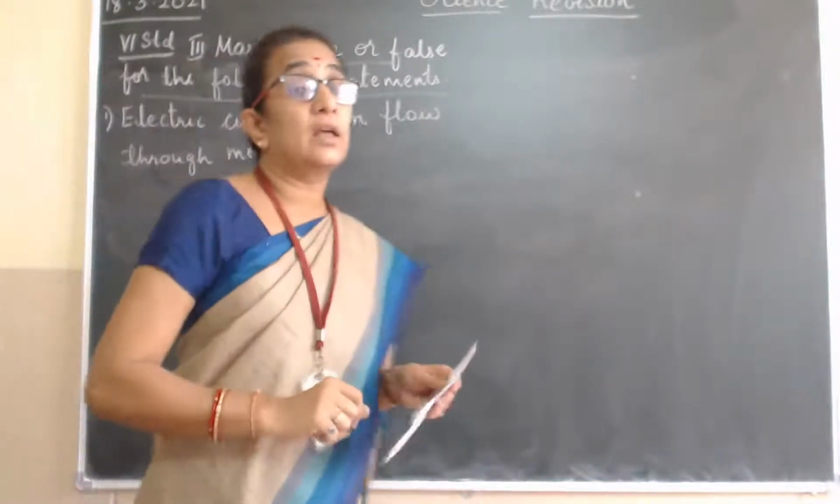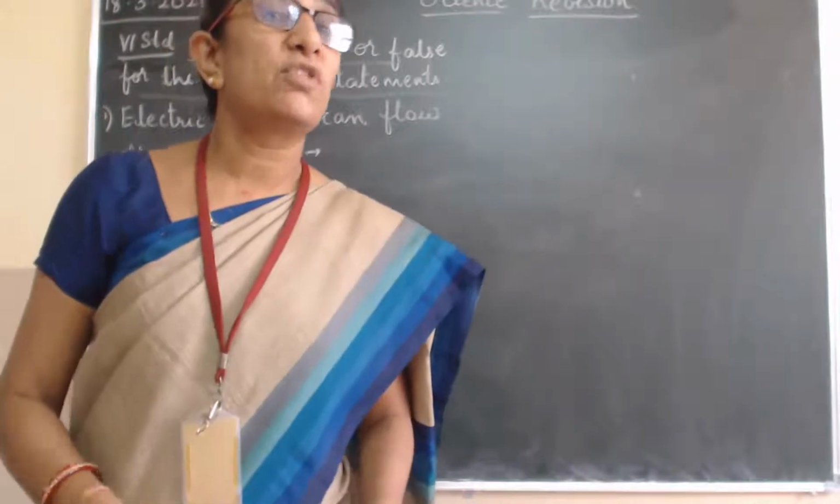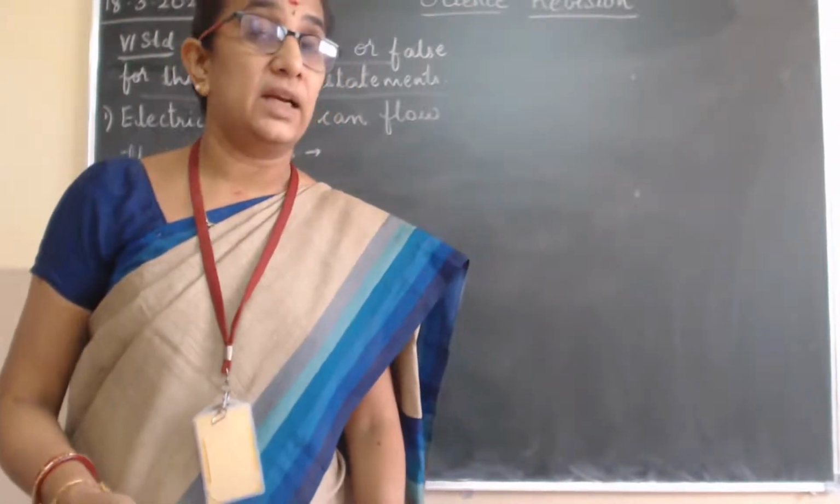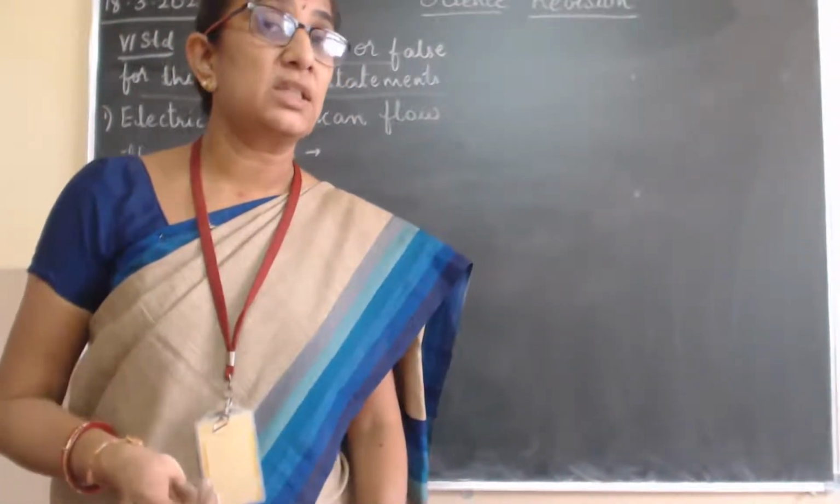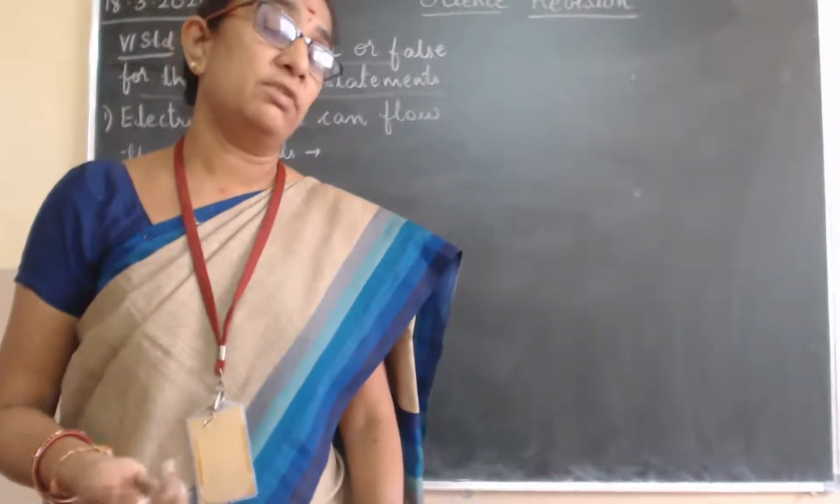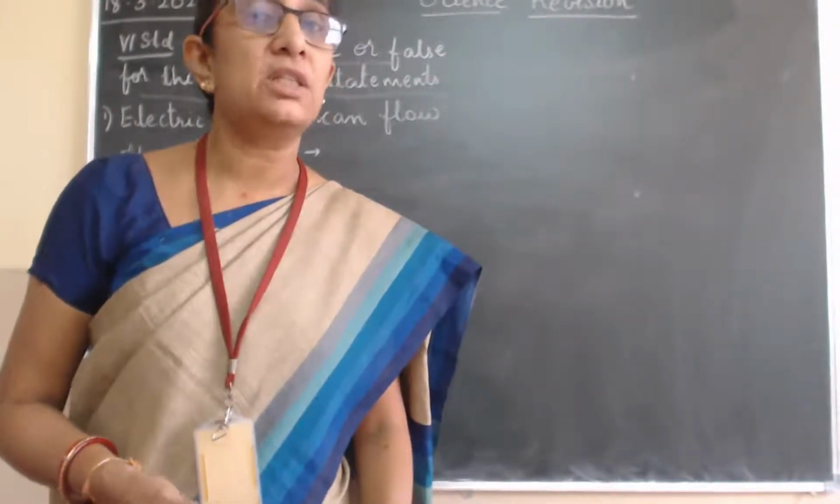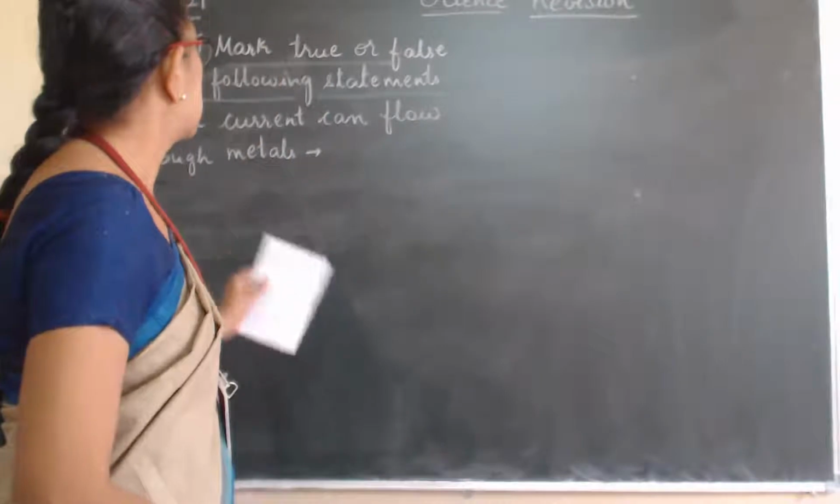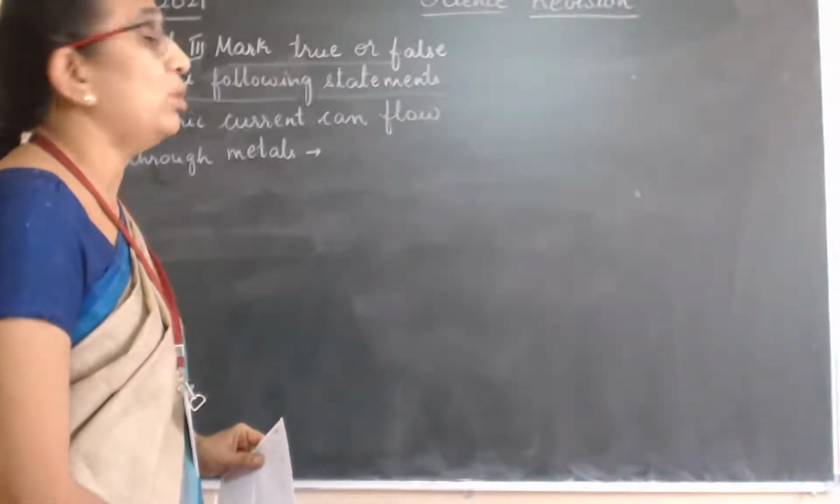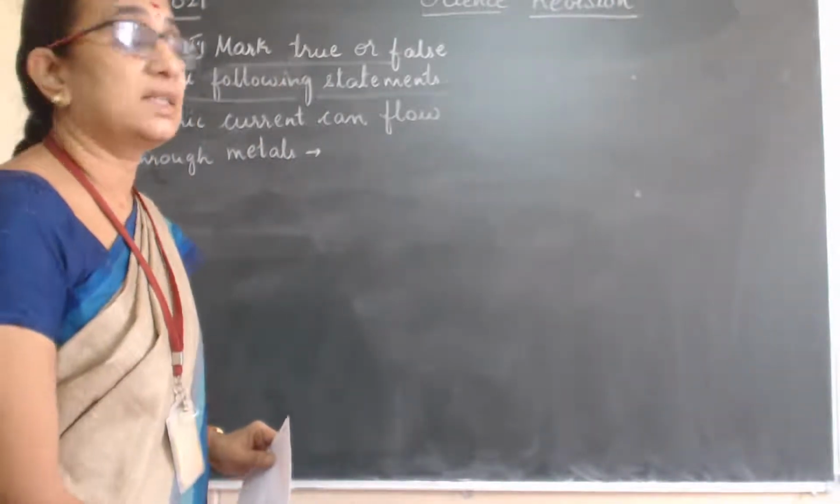So where does this electric current flow? It can flow through some of the materials, and they are called conductors. Otherwise, if they are not passing the current, we will call them insulators. So what is the sentence here? Electric current can flow through metals. So this sentence is true.